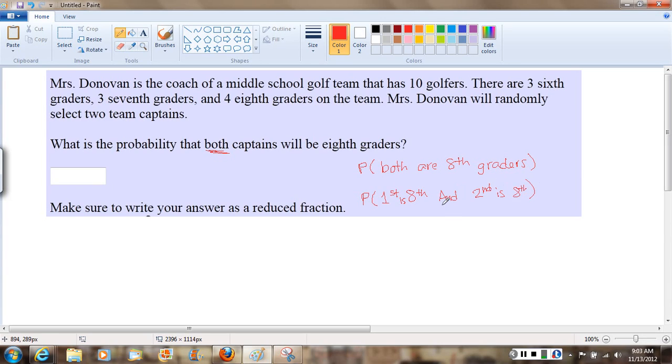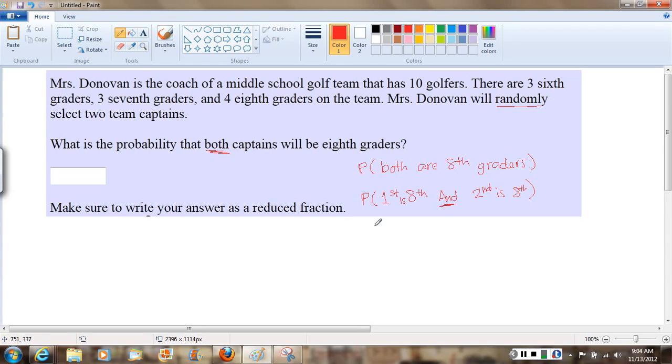Now, when we're dealing with an and probability, if the events are independent, we love to break it up into 2 separate probabilities and multiply. Here, however, we can't assume the events are independent. Even though she's choosing randomly, we can think about, if we know that she chose an 8th grader for her first captain, does that change the probability that she'll choose another 8th grader for the second? And it does, because once we know that an 8th grader has been chosen for the first captain, there's no longer 4 8th graders left to choose. There are now only 3 8th graders left to choose from. So we're going to need to break this up into a conditional probability.